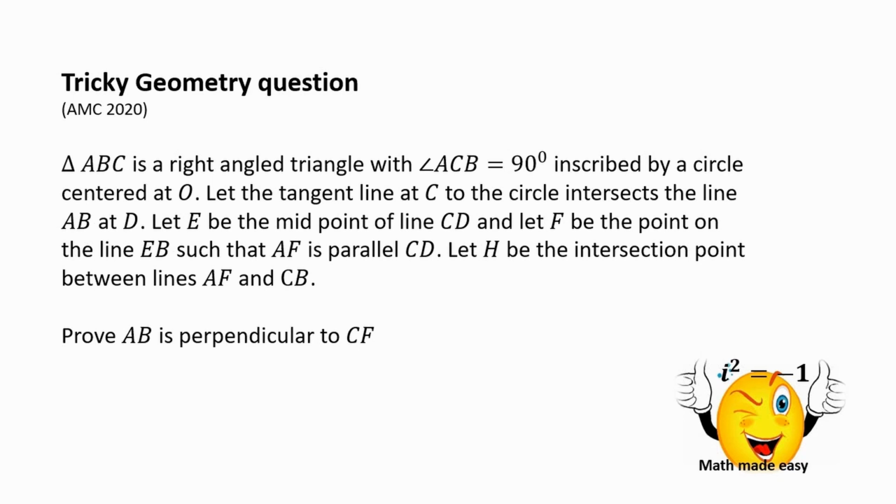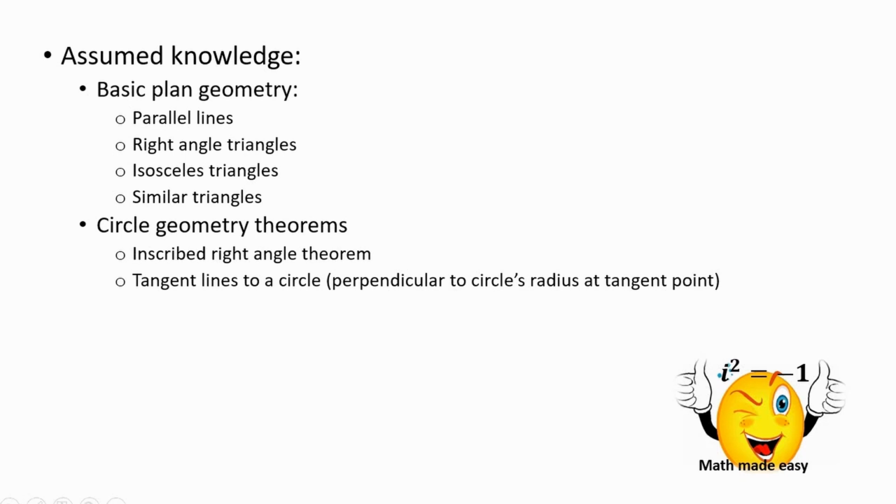Now, before we get started, I'd like to talk about the required knowledge of this question. Firstly, basic plane geometry concepts. There are parallel lines, right-angled triangles, isosceles triangles, and similar triangles. In particular, how to prove two triangles are similar using pairs of angles with the same measure. Secondly, circle geometry theorems such as inscribed right-angle theorems and tangent lines to a circle.